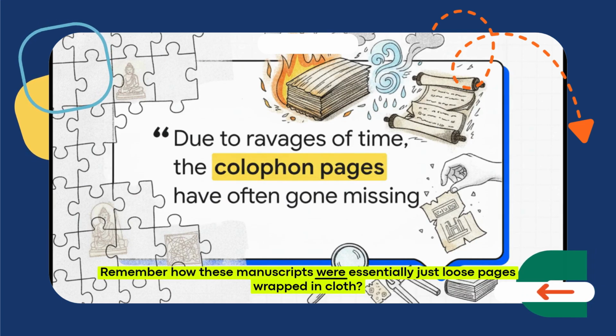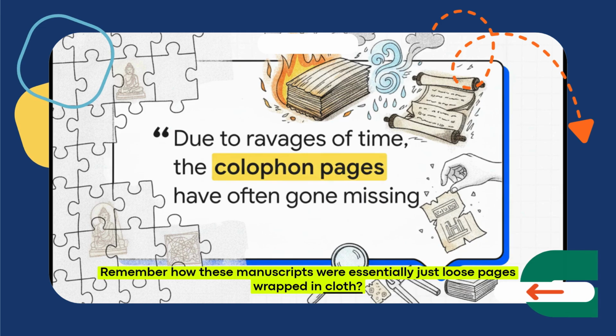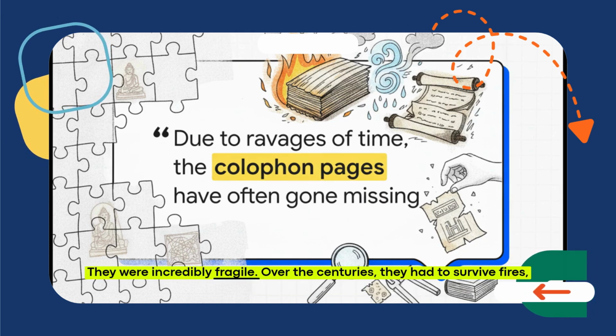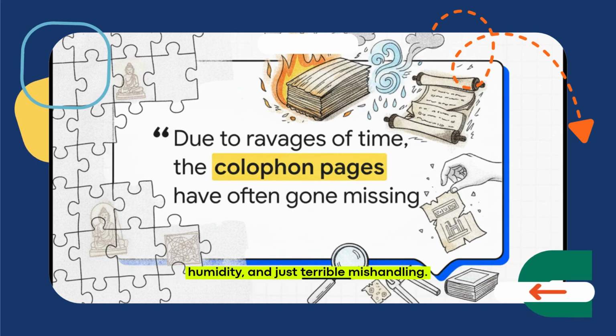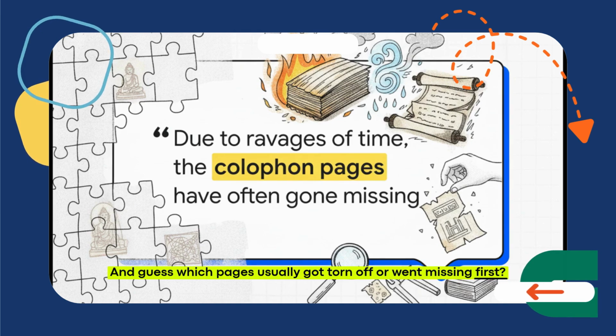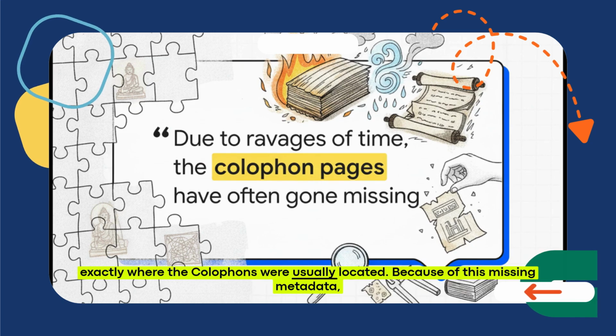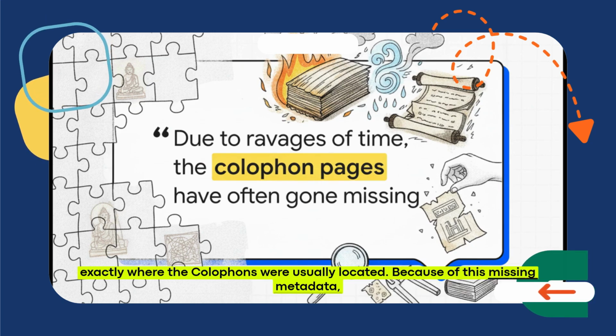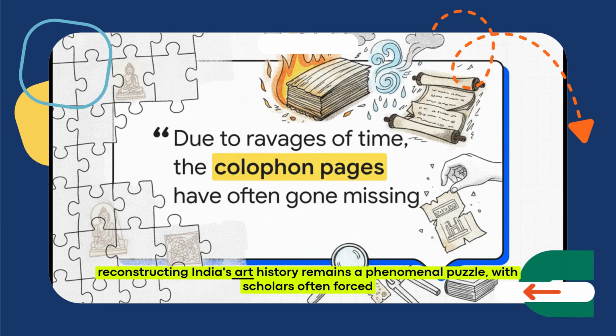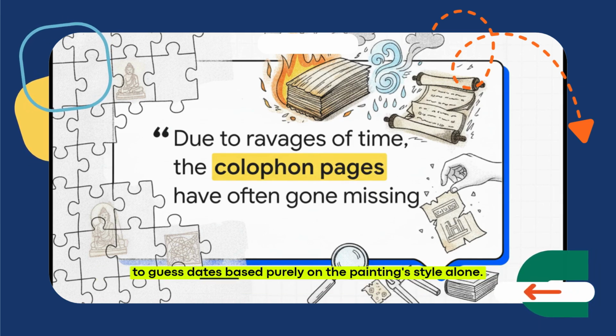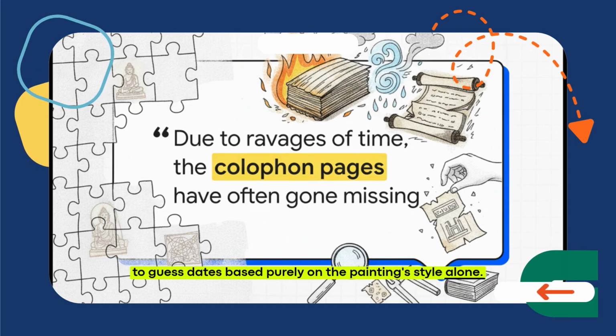Remember how these manuscripts were essentially just loose pages wrapped in cloth? They were incredibly fragile. Over the centuries, they had to survive fires, humidity, and just terrible mishandling. And guess which pages usually got torn off or went missing first? Yep, the very first or last pages, exactly where the colophons were usually located. Because of this missing metadata, reconstructing India's art history remains a phenomenal puzzle, with scholars often forced to guess dates based purely on the painting style alone.